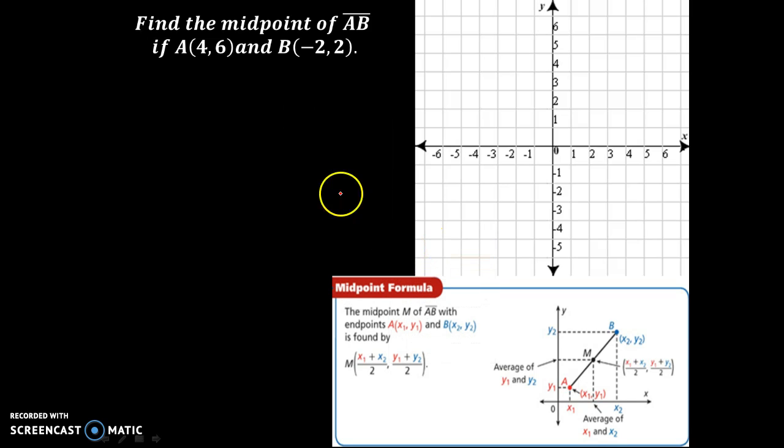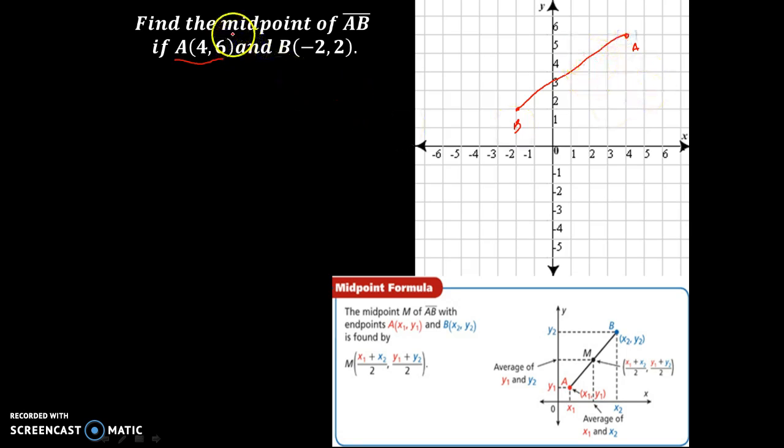the midpoint. First thing you want to do is plot your points. So A is going to be over 4 and up 6. B is going to be left 2 and up 2. You should label your points. That was B. This is A. And we're going to connect these in as straight of a line as possible.